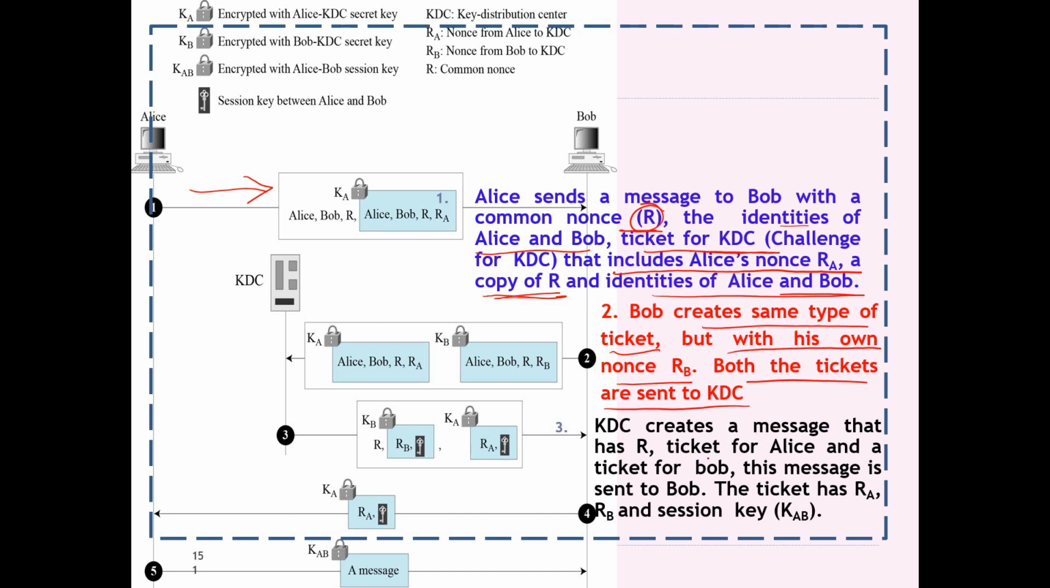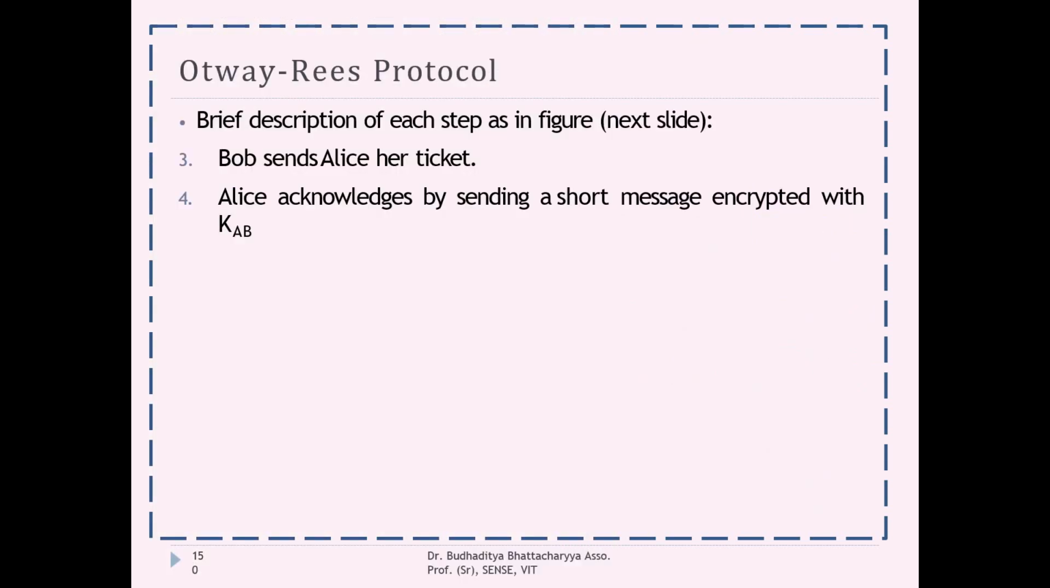KDC creates a message that has R, ticket for Alice and a ticket for Bob. So basically, KDC is the middle man. It is checking both Alice's ticket which contains Bob's information and Bob's ticket which will contain Alice's information. And based on that, it will agree and will generate a session key. So you can observe the process is very similar to the previous one, except the protocol is a little bit tweaked. Alright. So that's all about the second protocol, the Otway one.